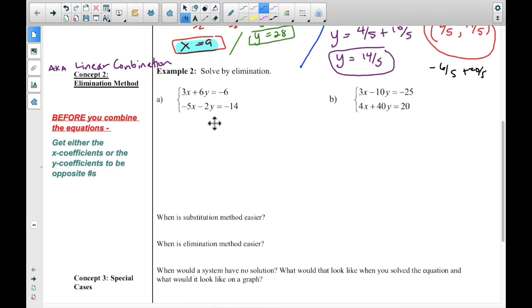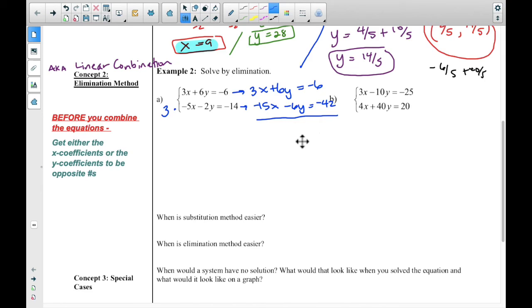But what I could do is multiply this bottom one times 3. So I'm just going to rewrite the top one. I'm not changing that at all. I'm keeping it the way it is. But on the bottom one, I'm going to multiply it by 3, so I get -15x minus 6y is equal to -42. Don't be afraid to use your calculator. If you have to use your calculator, that's totally fine.